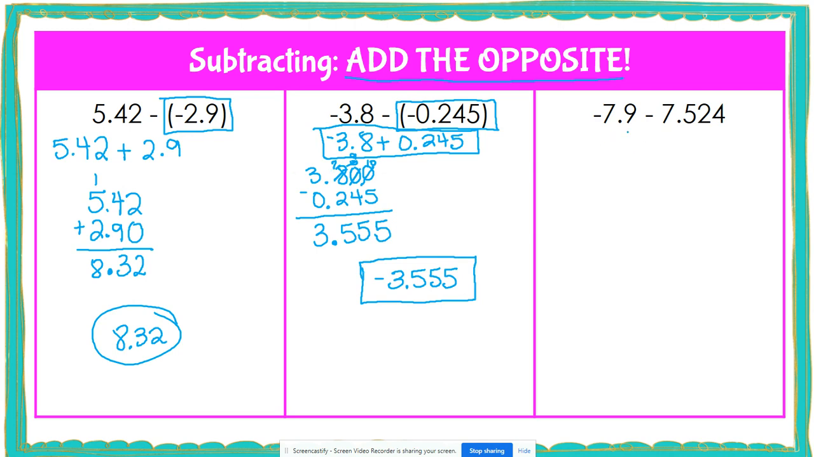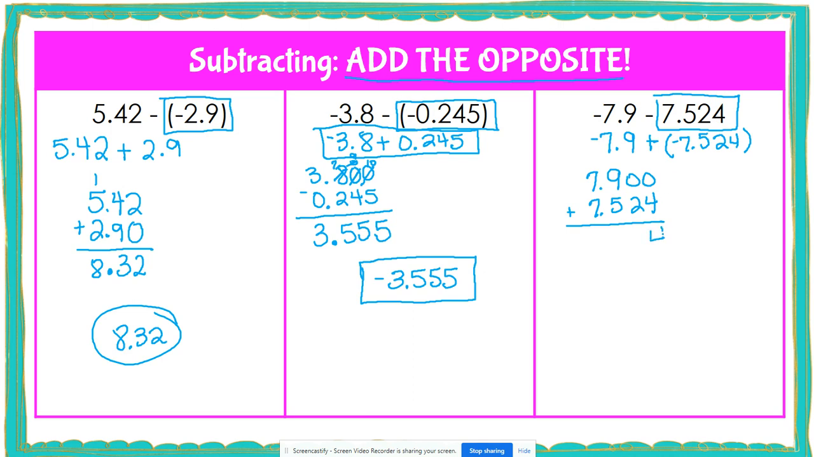Now let's look at -7.9 minus 7.524. If I change this to an addition problem, it will become -7.9 plus, and now I need to find the opposite of 7.524. The opposite of this is -7.524. When I notice that I have 2 negative numbers being added, so like signs, I know that I can just add my absolute values. So I'm going to add 7.9 and 7.524, lining up my decimals and filling in empty spaces with zeros.